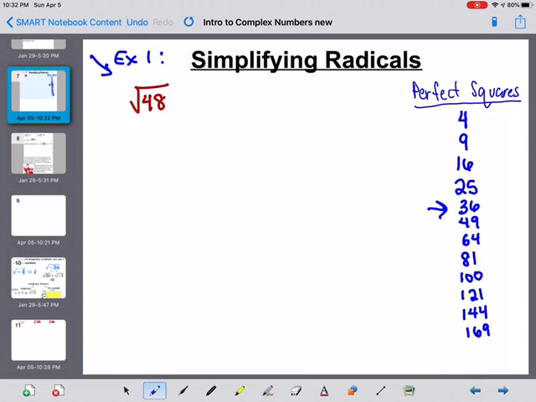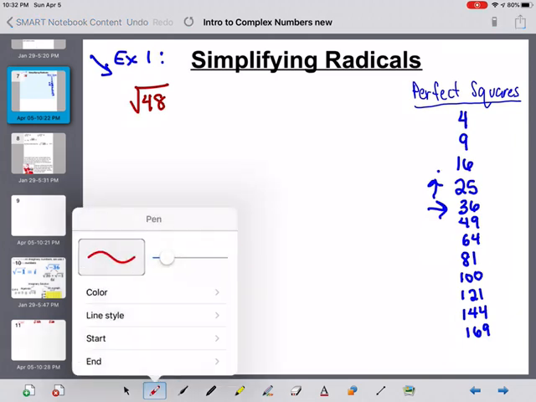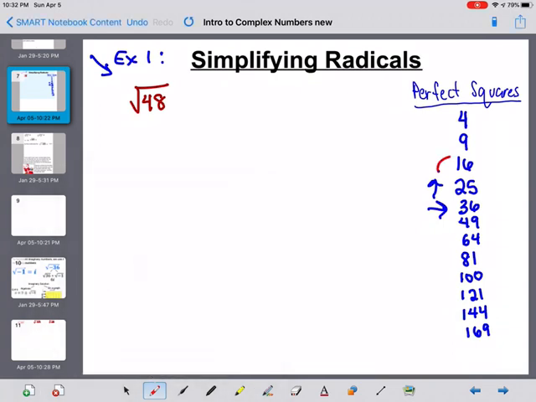So I just take my calculator and I put 48 divided by 36 and it gives me a decimal. So I say, can I divide 48 by 25? That's the next one going up the list. That gives me a decimal. 48 divided by 16, and that works. So that means that this is the perfect square that divides in.